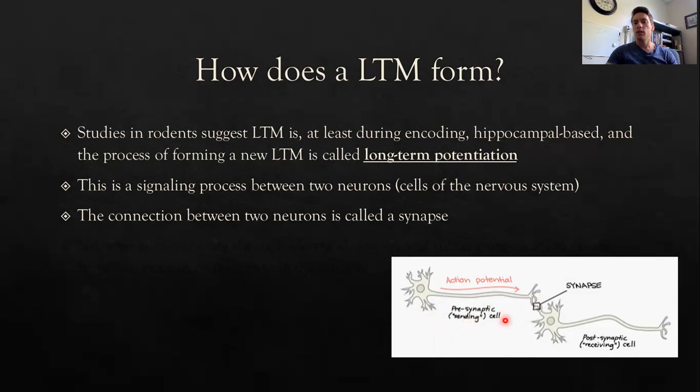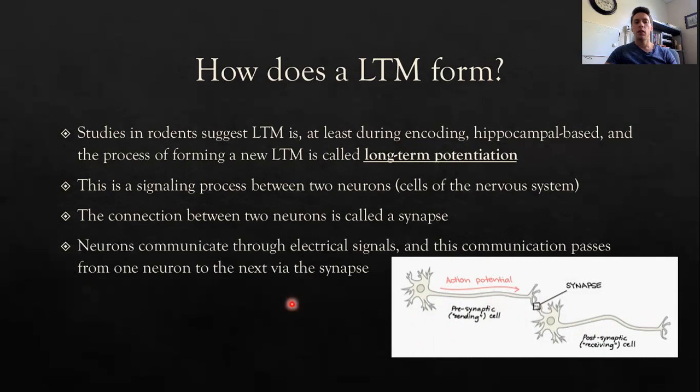And this first cell is referred to as the presynaptic or sending cell. So it's sending information to the synapse to connect to the next cell. And this cell that is receiving the information is the postsynaptic cell, post just meaning after the synapse, and pre meaning before. And so neurons communicate through both electrical and chemical signals. The electrical signal would occur within the presynaptic neuron, and this would cause a chemical release that connects to the postsynaptic neuron.